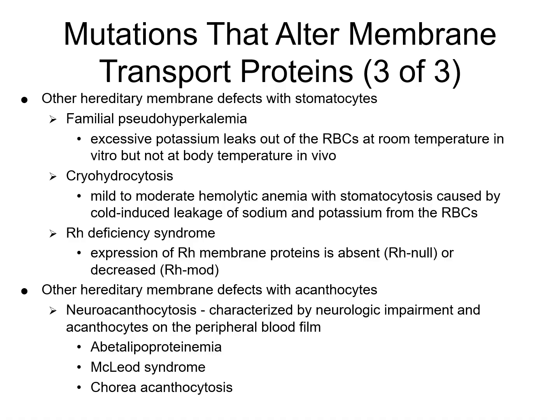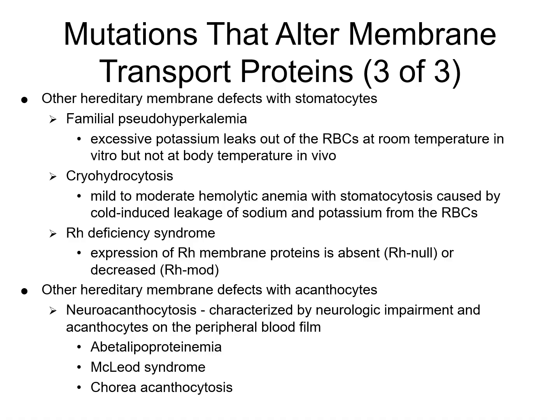Some other hereditary membrane defects with stomatocytes that we'll briefly go over is familial pseudohyperkalemia. This is characterized by excessive potassium leakage from red blood cells in vitro at room temperature. Potassium leakage does not occur in vivo at body temperature. Cryohydrocytosis causes mild to moderate hemolytic anemia with stomatocytosis present. This results from cold-induced leakage of sodium and potassium from the red blood cells.